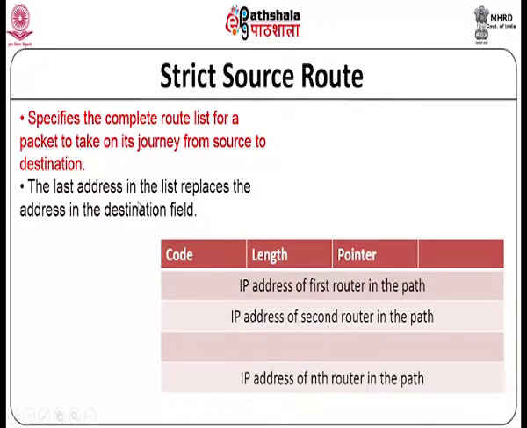Okay. So the last address in the list will replace the address in the destination field, to indicate that it is finally reaching the destination. So you will have a complete list here of all the routers that it has to visit before it reaches the destination. The complete path is specified.